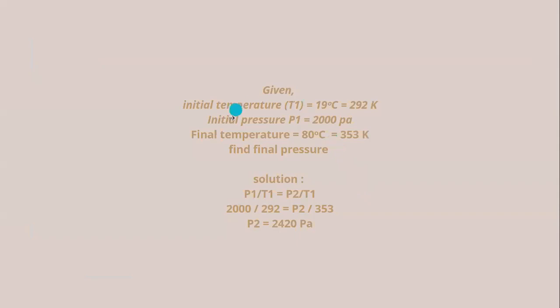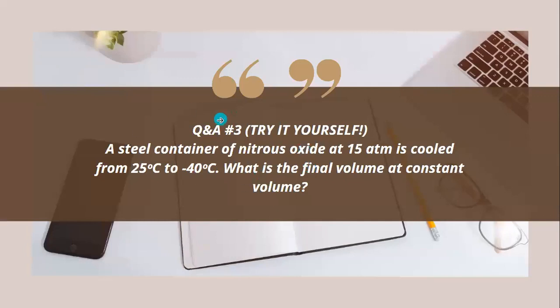So here it is given that the initial temperature is 19 Celsius, which is 292 Kelvin. Initial pressure is 2000 pascals. The final temperature is 353 Kelvin. So here we are asked to find the final pressure. We do the same as before. If we cross multiply, we get that the final pressure is 2420 pascals. Here is the third question, which people can try for themselves too.